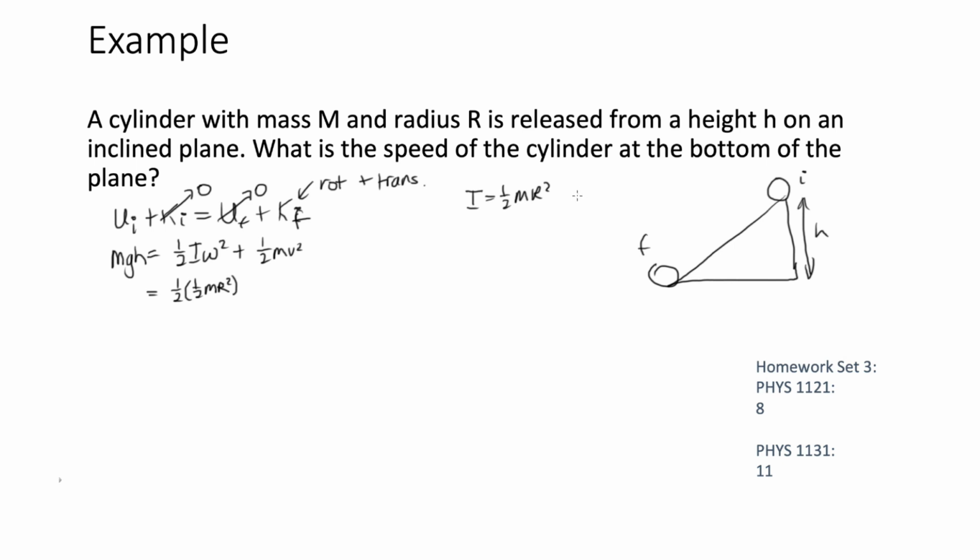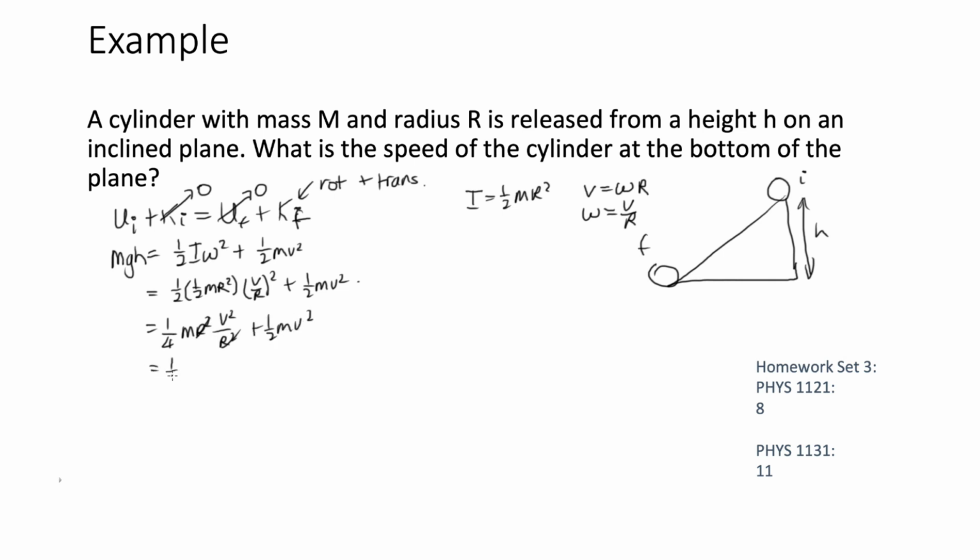Now it's useful to relate omega and v because we've got a v here. So we know that v is equal to omega r. So we can write omega is equal to v on r. So let's replace this omega squared here with v over r squared. And then we've got plus a half mv squared. So this is equal to a half times a half, which is a quarter, mr squared times v squared on r squared. So those r squareds will cancel out, and then we've got plus a half mv squared.